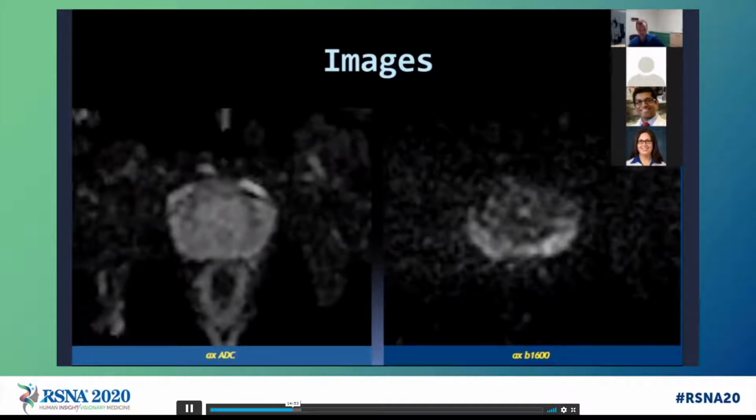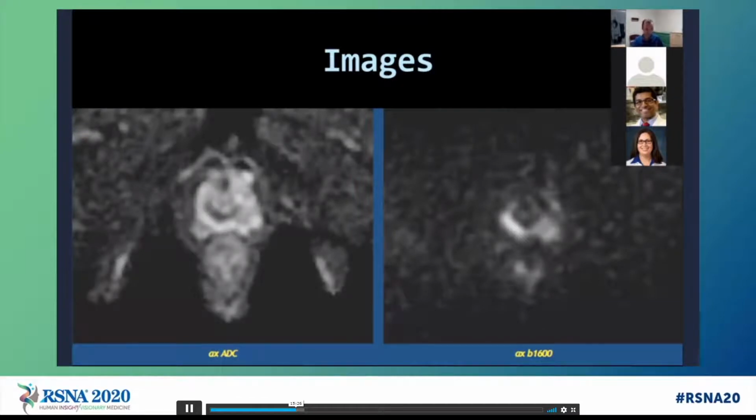And as we scroll more caudally through the gland, we can see similar findings. There's mild impeded diffusion throughout the peripheral zone. When we look at the ADC map, we see that there is some hypointense signal there, but not very convincingly impeding diffusion, just sort of mild. So again, this kind of plays into the picture of maybe prostatitis, maybe hemorrhage. I think we have some more images that will help us.